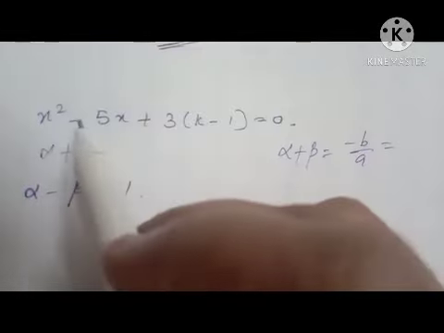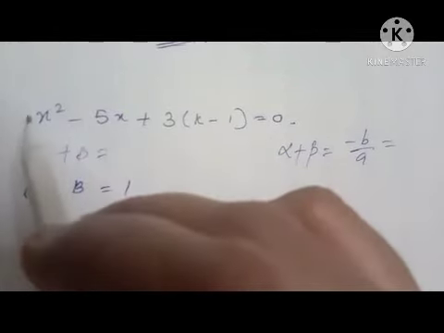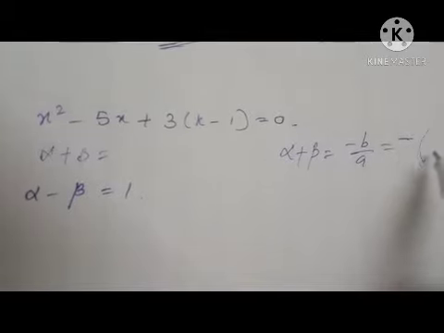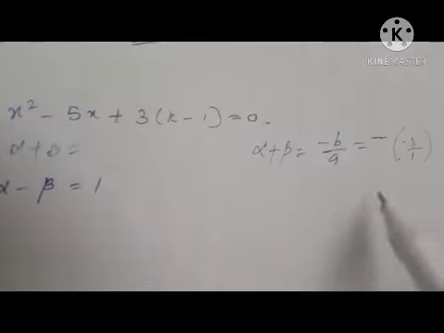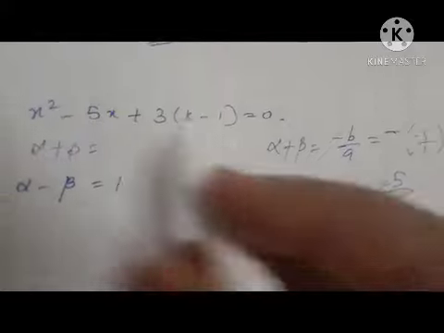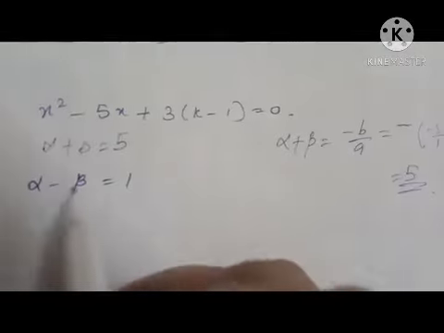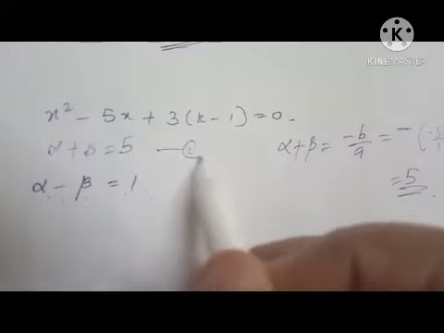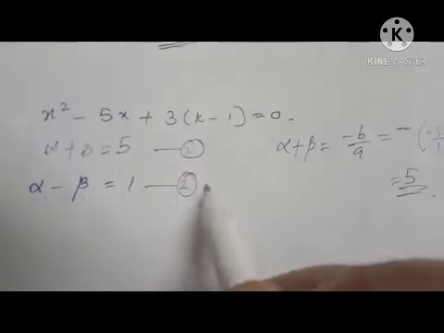What is this here? Negative of negative 5 by 1. Here b is negative 5, a is 1. So negative b by a means negative of negative 5 by 1, that should be positive 5. So that we can write here. Then alpha minus beta is already given. This is the first equation and this is the second equation.